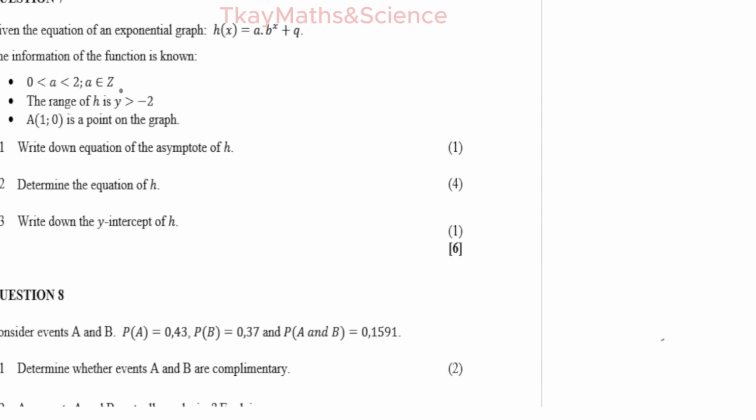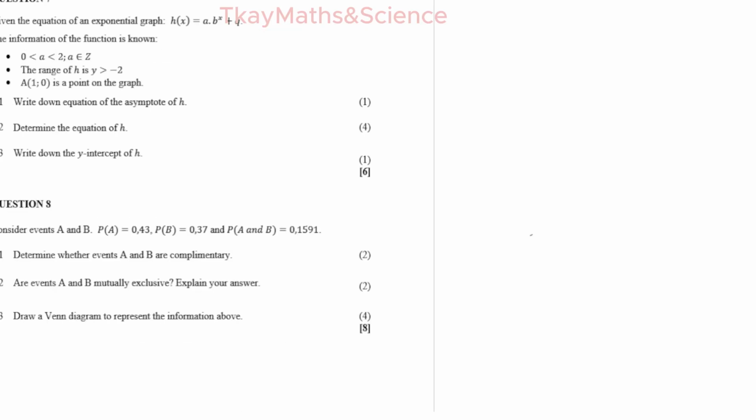Right. A is an element of an integer. Okay, so the range of h is actually y is greater than minus 2. All right, so that means all the y values on this graph are actually greater than minus 2. Also, A, which is the point x is equal to 1, y is equal to 0, is a point on the graph. Okay, so now they are requiring us for 7.1 to write down the equation of the asymptote of h.